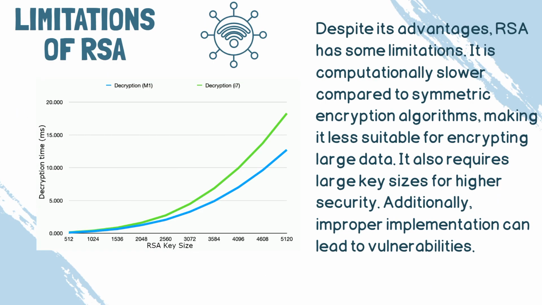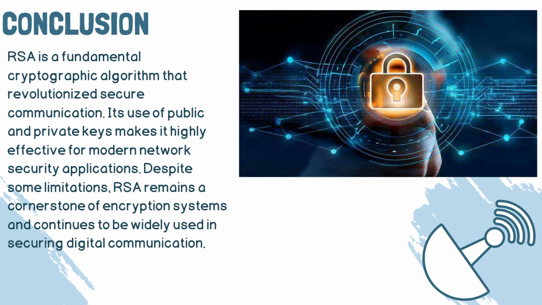So there are also some limitations of RSA. The limitation is that it is slower compared to symmetric encryption and requires a larger key size. It is not efficient for encrypting large amounts of data and needs proper implementation to remain secure. So with that, I would like to conclude this presentation.